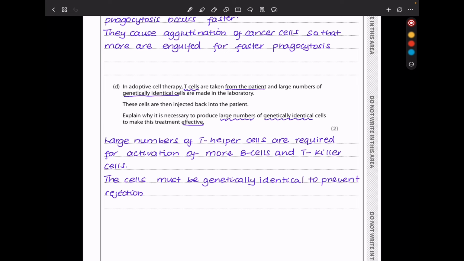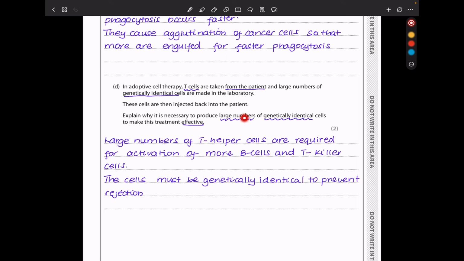In adoptive cell therapy, T cells are taken from the patient and large numbers of genetically identical cells are made in the laboratory. These cells are then injected back into the patient. Explain why it's necessary to produce large numbers of genetically identical cells to make this treatment effective.